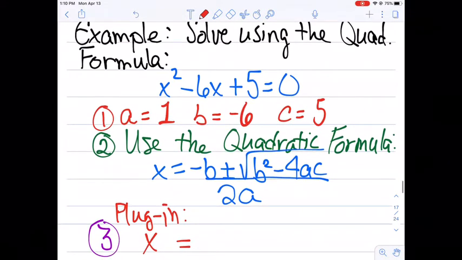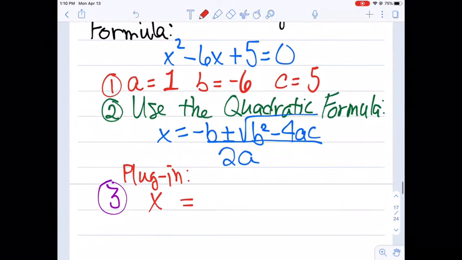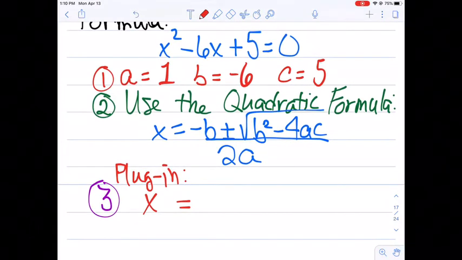All right? So I'm going to put these numbers into the formula, and then I'm going to solve the formula for x, just by simplifying this expression here on the left side. The opposite of b, plus or minus the square root of b squared minus 4 times a times c, all over 2a. So when I simplify that expression, I will have my 2 roots, all right?